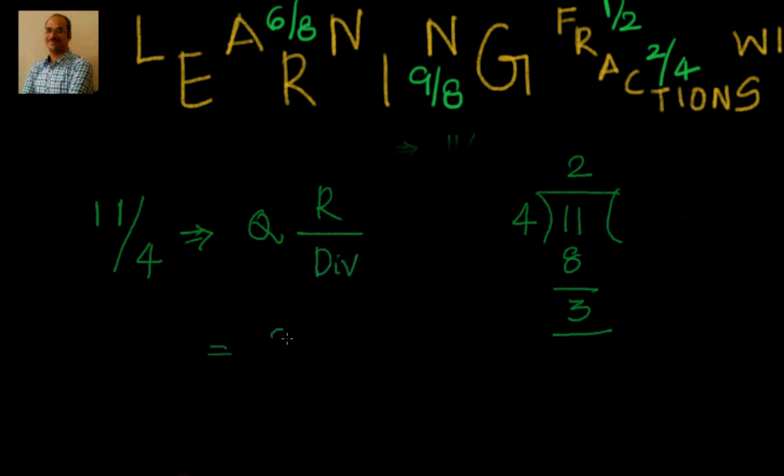Nothing but equal to 2, 3 divided by 4. This is how you can convert an improper fraction into mixed fractions.